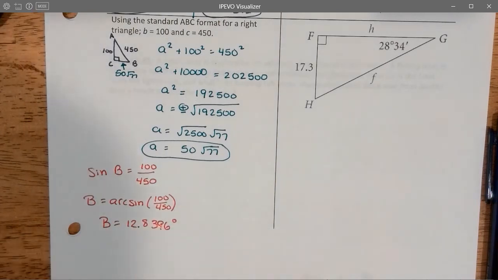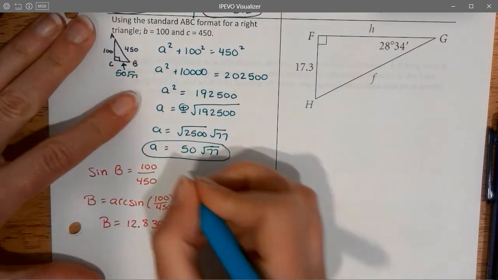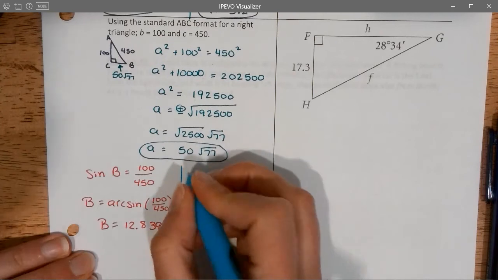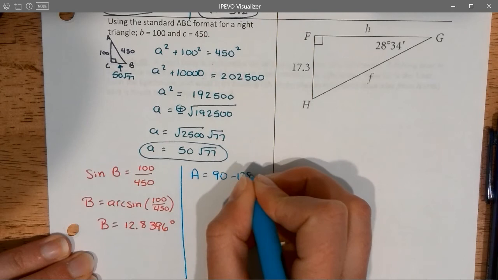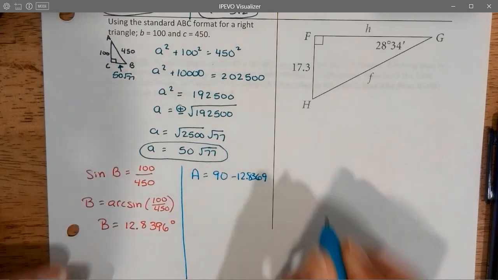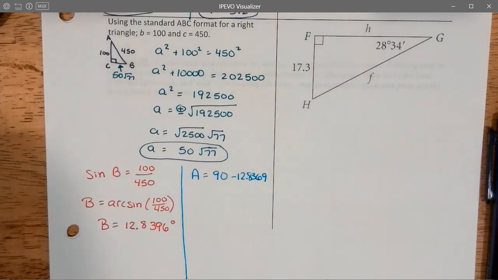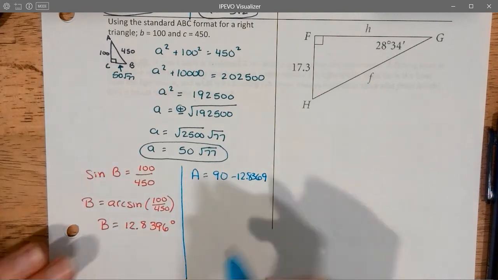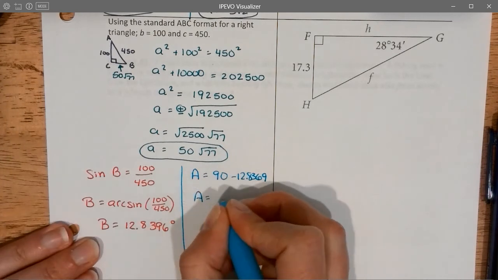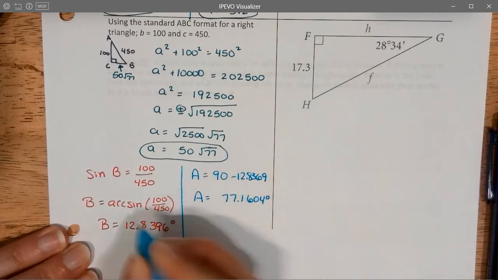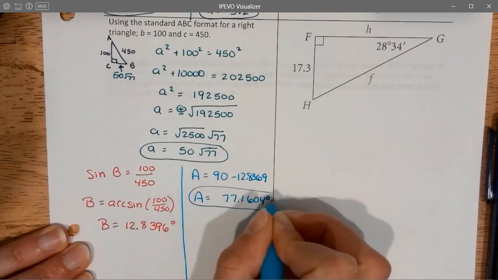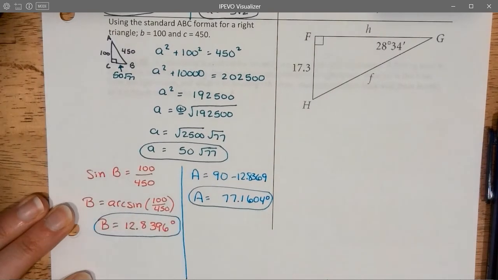Now I need to find angle A. Okay, we're going to look at this two ways. First, the easiest way is subtracting from 90. So A is going to be 90 minus 12.8396. Okay, so if I take 90 minus 12.8396, that gives me a measure for A of 77.1604 degrees. So I now know angle A and angle B, so the triangle is solved.